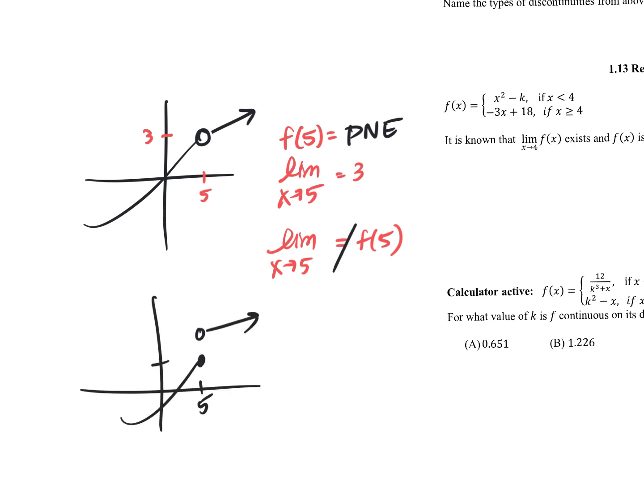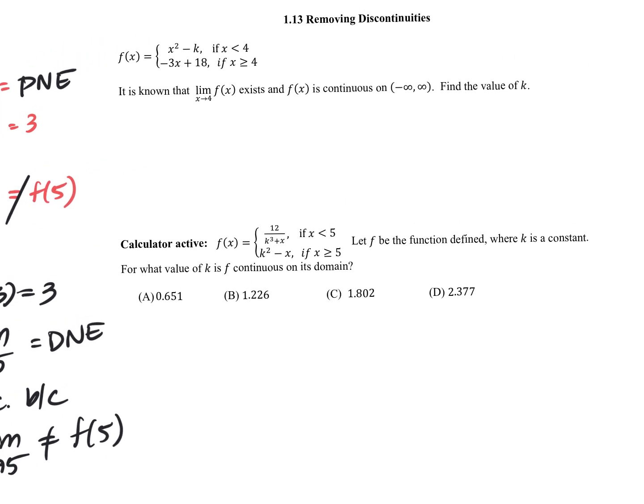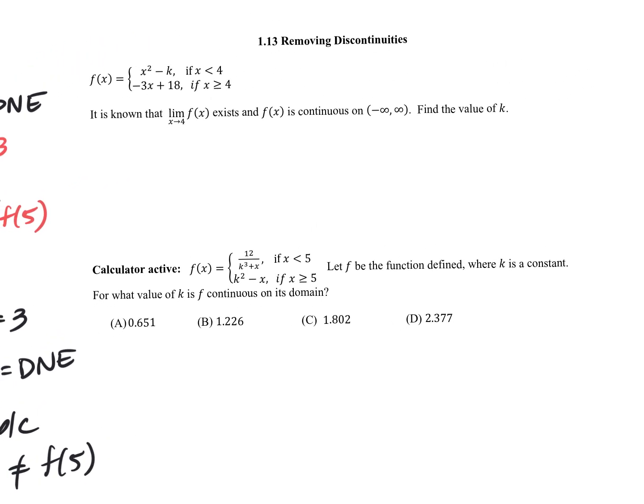F of 5, we're going to say that's 3, and this is 2. What's f of 5? 3. What is my limit as x approaches 5? Is this one continuous? No. Discontinuous because there's a jump discontinuity. My limit does not equal the value of my function. Cool? Great. So now knowing this, we're all on page 17.